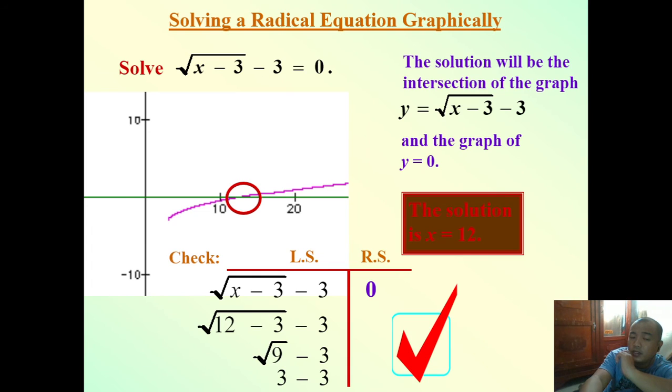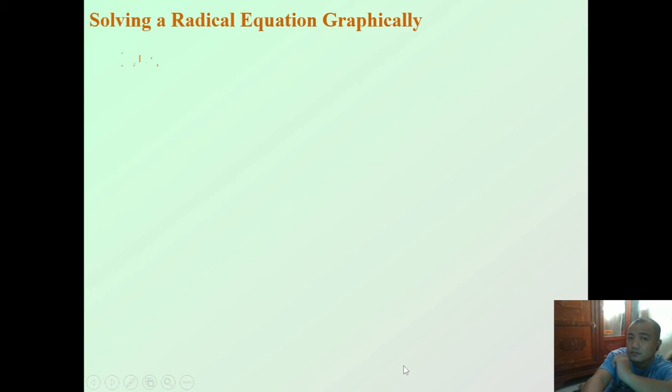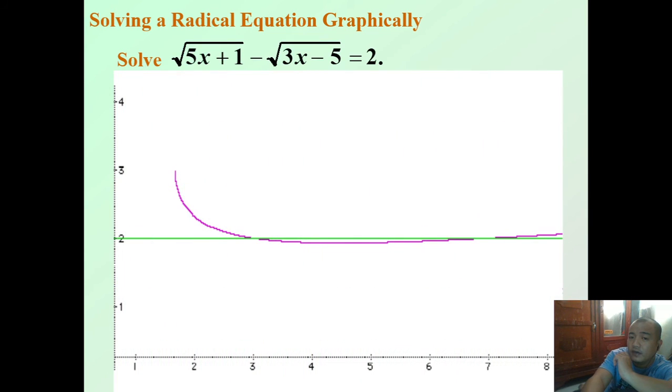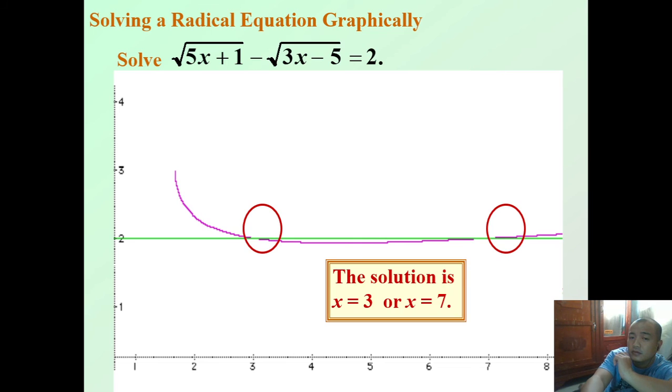Correct. 12 minus 3 is 9, and the square root of 9 is 3. 3 minus 3 equals 0. Okay, solve this graphically. So the solution is 3 and 7.